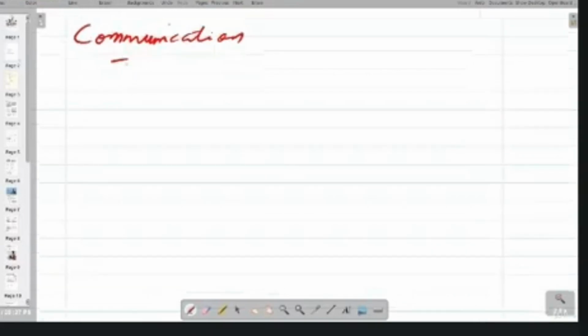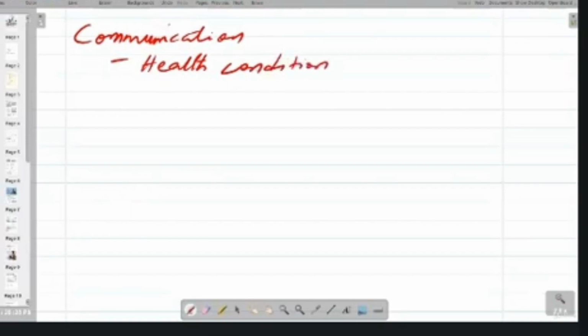From a communication point of view, you are going to learn quite a lot. By the time we are done, you are going to be able to describe your health condition. You'll be able to describe health conditions, including mental and physical health conditions.